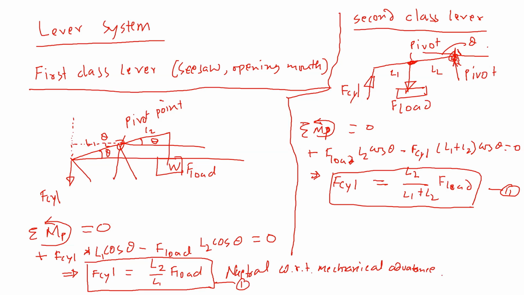We get a mechanical advantage here. Whatever L1 and L2 you use, and whatever load we are trying to lift, we can use a small size cylinder compared to the load. So this is actually mechanically advantageous, not really neutral.